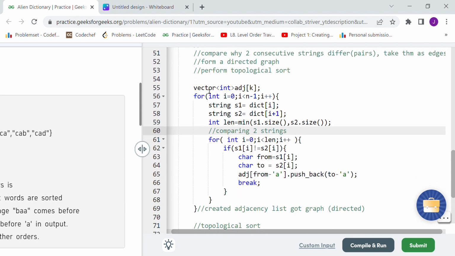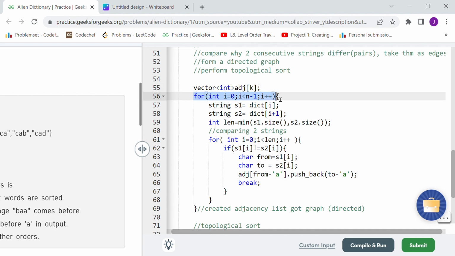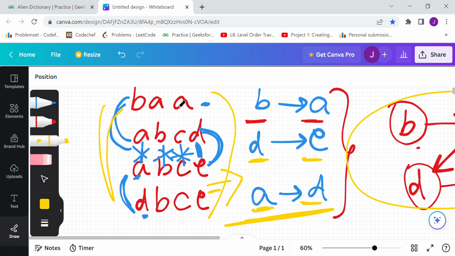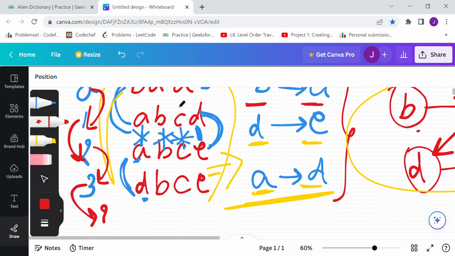In this we have stored the adjacency list. How are we storing? We are going from i equals 0 to i equals n minus 1. Can you tell me why we are going to n minus 1 instead of less than n? Yes, because for example, if this is my zeroth index, 1, 2, 3, then we will be comparing 0 with 1, 1 with 2, and 2 with 3. But if I went till 3, then who will be compared with 3? It has no one, so it will give me an error. That is why we cannot do it. There is no one with whom 3 can be compared.